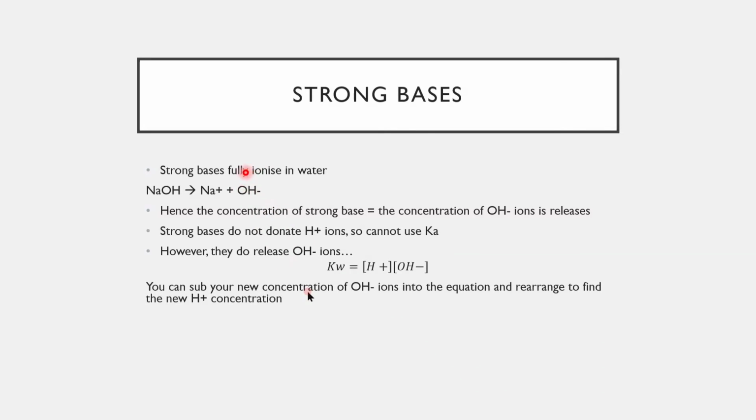So we can sub this new concentration of OH minus ions into our equation, and then we can rearrange to find our H plus concentration. And we can discount the OH minus concentration from our water, because it will be so tiny in comparison to our strong base that it won't make a difference, and this is because water only very partially ionizes.